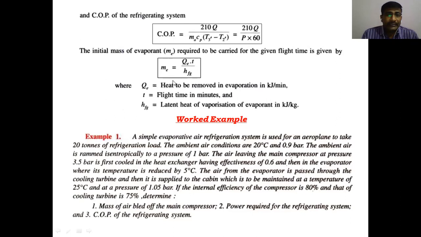Clear, students? These are the formulas used in the air evaporative cooling system. The first three formulas are the same as those of a simple air cooling system. The last formula is used to find the amount of evaporative liquid to carry along with the flight. Next class I will discuss a worked example for this simple air evaporative cooling system.